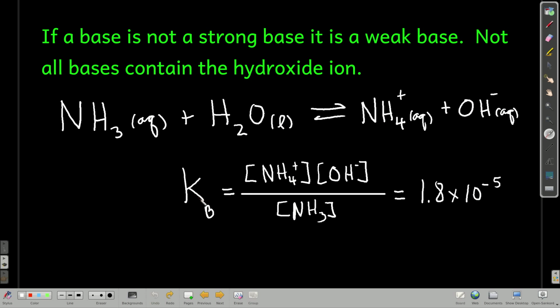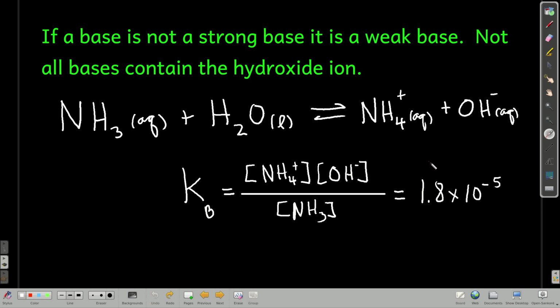Just like we have a Ka for an acid, we have a Kb for a weak base. And it's really just the equilibrium constant for this reaction. It's the equilibrium expression. So in this case, it's the concentration of ammonium times the concentration of hydroxide divided by the concentration of ammonia. And it just so happens that for ammonia, the Kb is equal to 1.8 times 10 to the minus fifth.